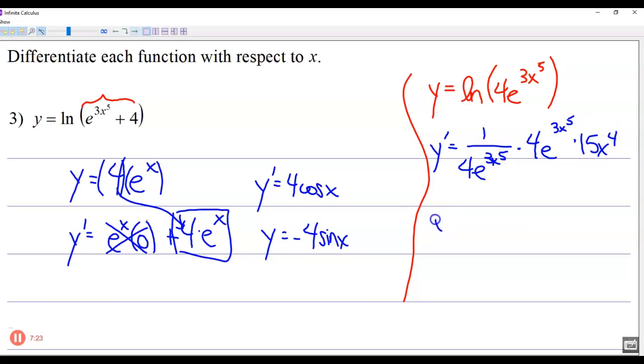And actually now, I'd have 60e to the 3x to the fifth times 15x to the fourth. And now we can get some stuff that cancels. 4 times 15. Oh, and then I put the 15 again just for S's and G's.